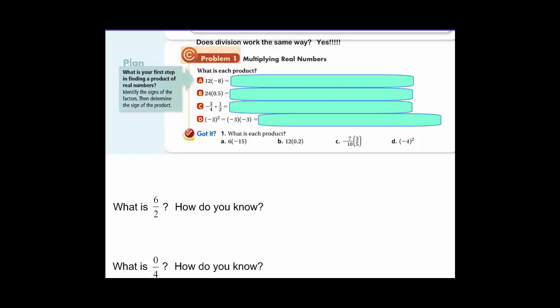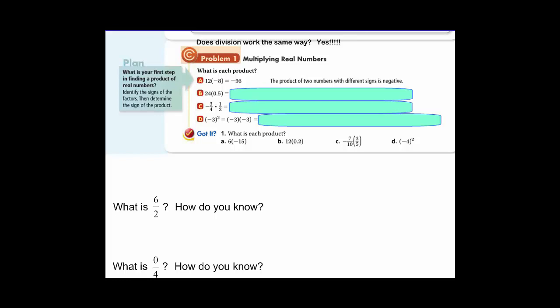Let's take a look at problem 1. What is each product? Part A says 12 times negative 8. Well, essentially what we want to do is just 12 times 8. So 8 times 12 is 96. But then a positive times a negative, they have different signs, so it would have to have an answer of negative 96. In part B, we're doing 24 times 0.5.